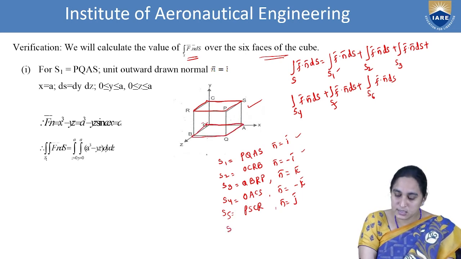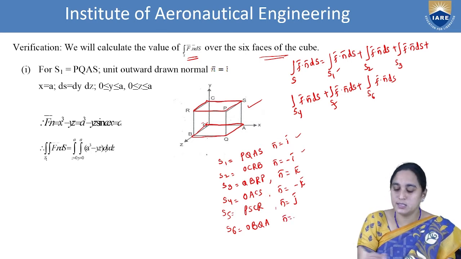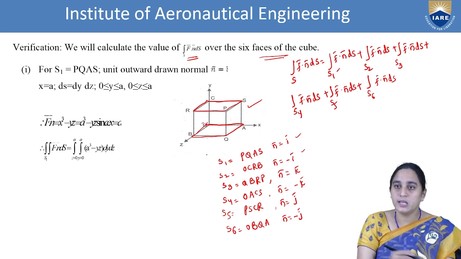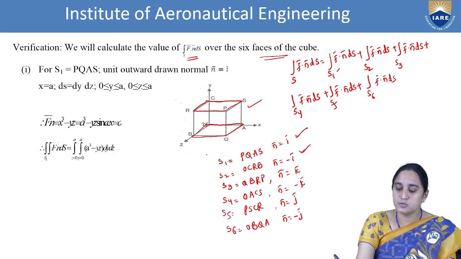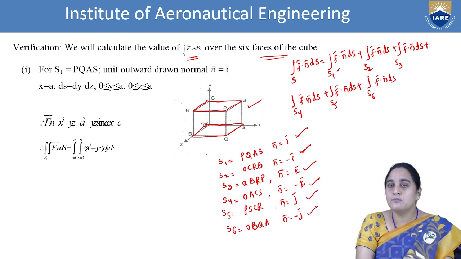OBQA, that is S6 is equal to OBQA, that unit normal vector on left negative direction, that is minus j bar. Okay, these are the 6 phases. Now we have to calculate each and every value on S1 phase, S2 phase, S3 phase, S4 phase, S5 and S6. After adding all those values, we get the surface integral value.